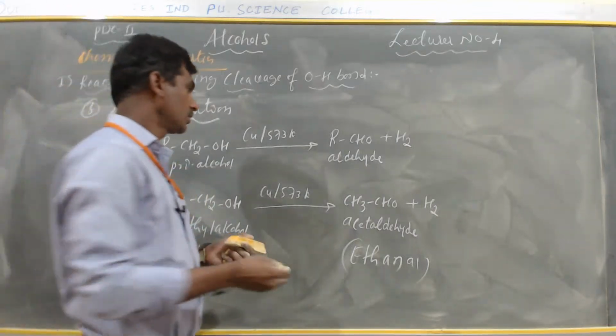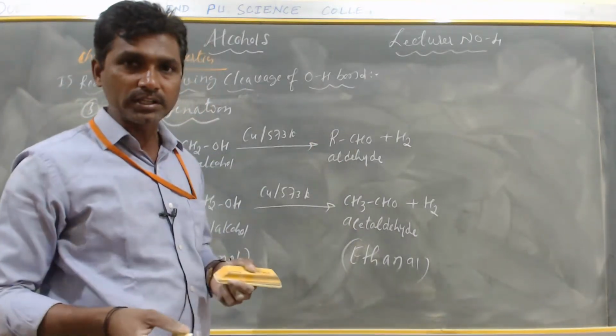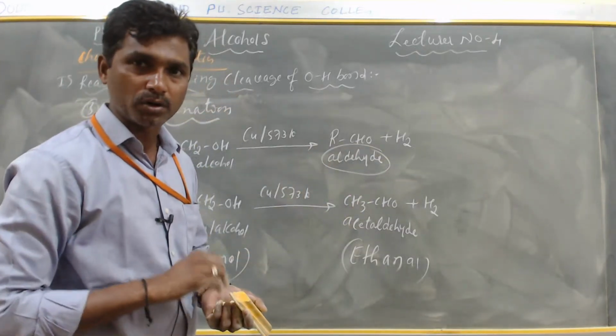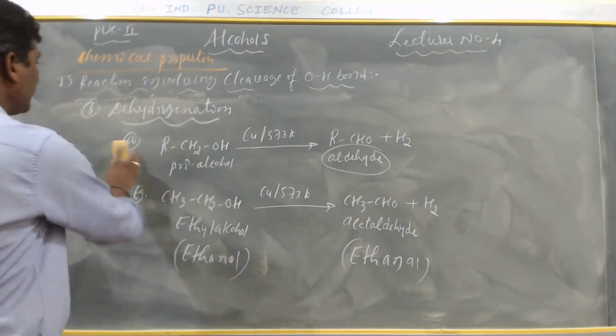One more question. Name the product obtained when primary alcohol is heated with copper at 573 Kelvin. The product obtained is aldehyde. And the next is what here?